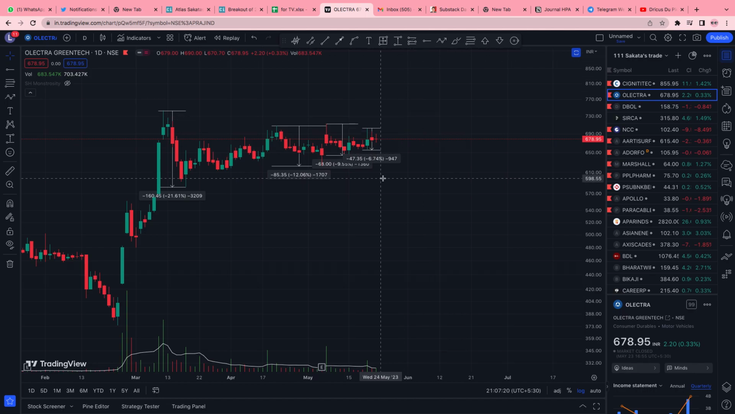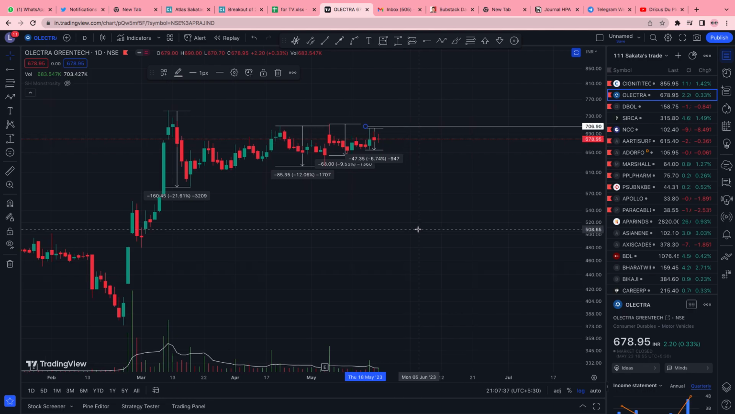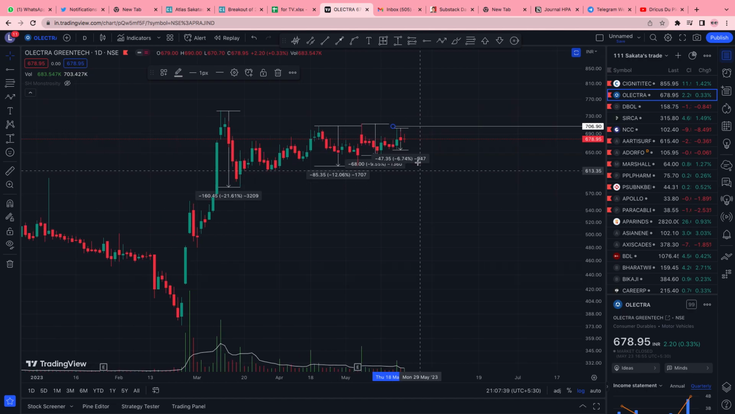So again, I'm already in, but one could put a GTT if you don't want to get in, or if you are scared that it might again shake you out. You could just put a GTT at 705, 706, and just sleep peacefully. Whenever it has to break out, it breaks out, and you will be in the trade, and that would also give you a very manageable stop loss of around 5 to 6%, 5 to 7%, right?